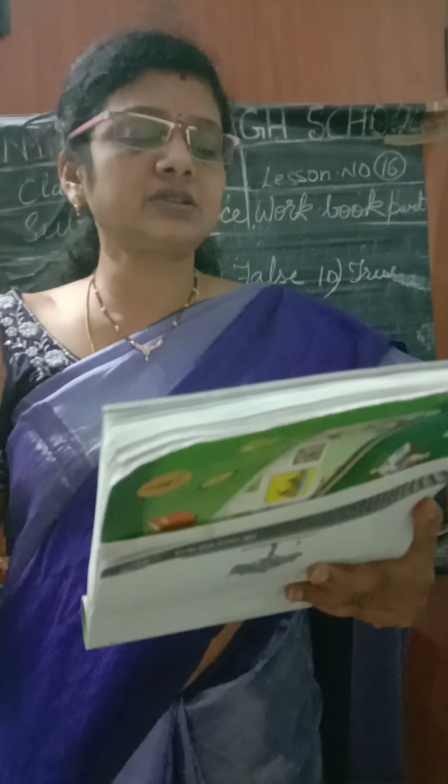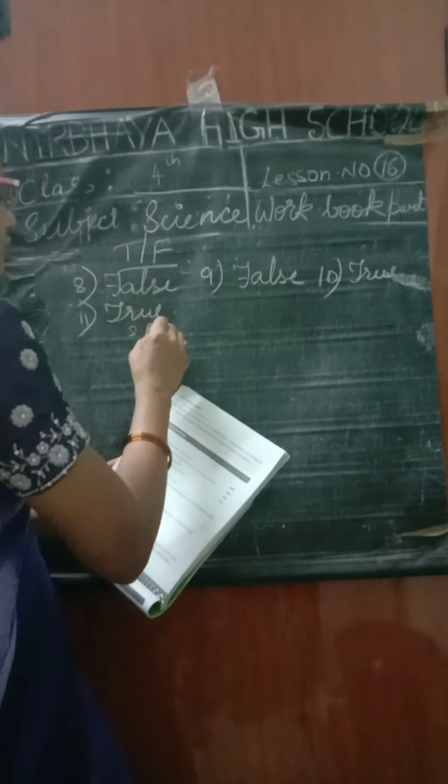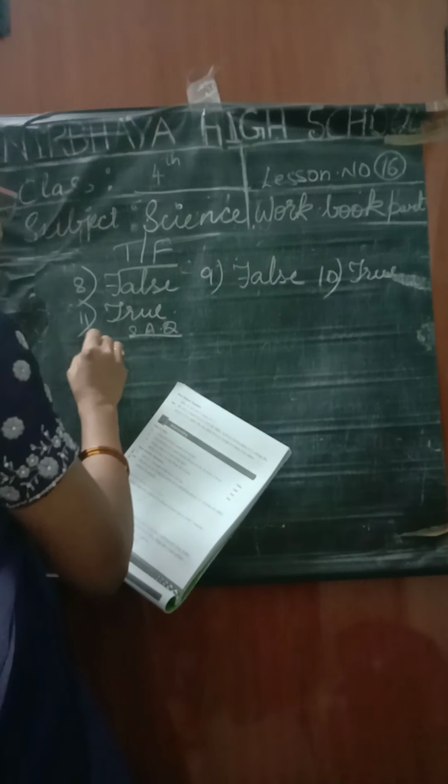Eighth one, children, once again I am reading. A smooth surface causes more friction. It is false. Ninth one, the raindrops are pulled towards the ground by the force of friction. It is false. Tenth one, friction helps us to hold things tight. It's true. Eleventh one, without friction, moving things will not stop. It is true. The next one, children, is a short answer question, the twelfth one.